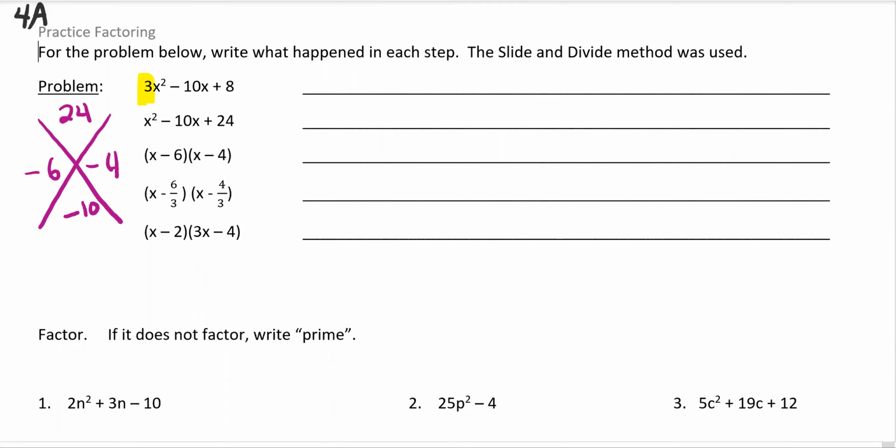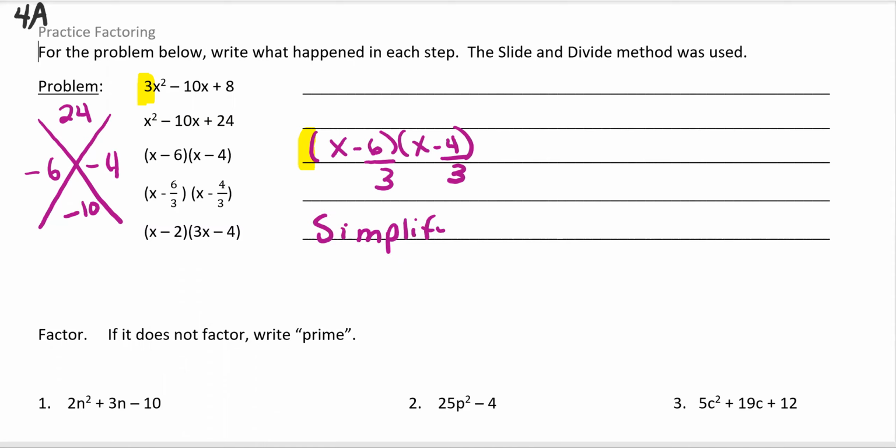Then we write our factors, preferably in a pen that you can see. X minus 6, X minus 4. And then we must divide by A. A is 3. Simplify. 6 divided by 3 is 2. And 4/3 doesn't simplify. So you are going to slide the 3 in front of the X.